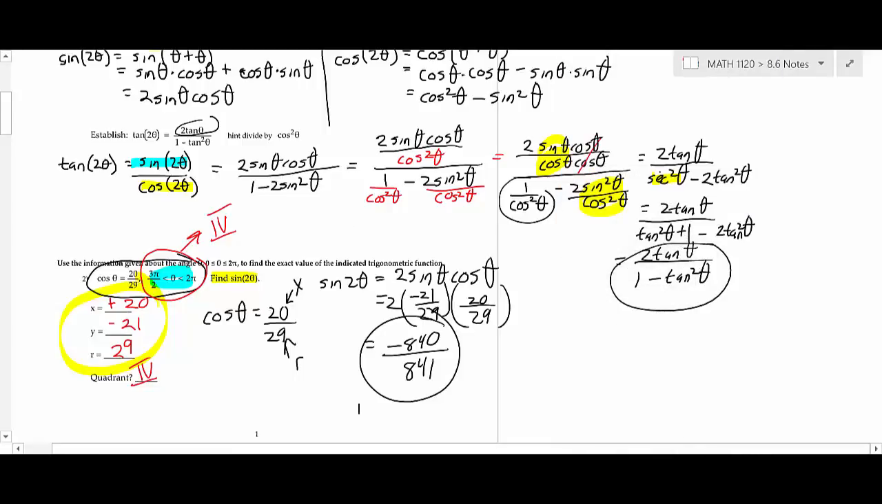So what I've done with this is I've pulled out the identity, and then basically I have enough information to know sine theta and cosine theta. So it's back to triangle and basic definition stuff. That's not that bad. What do you think? Getting comfortable with these identities.